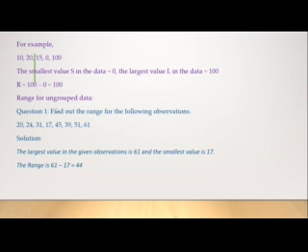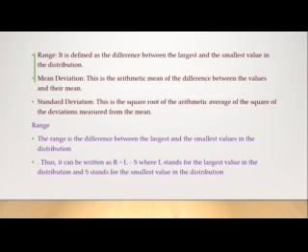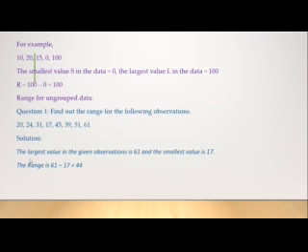Range for ungrouped data. Let's say question number 1, you have ungrouped data. Find the range for the following observations. Let's assume the data like 20, 24, 31, and so on, up to 61. Now the solution is the same: you can apply the formula R = L - S. The largest is 61 and the smallest is 17. So the range becomes 61 - 17, that is 44.